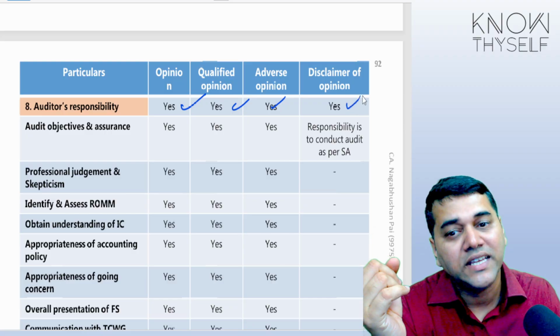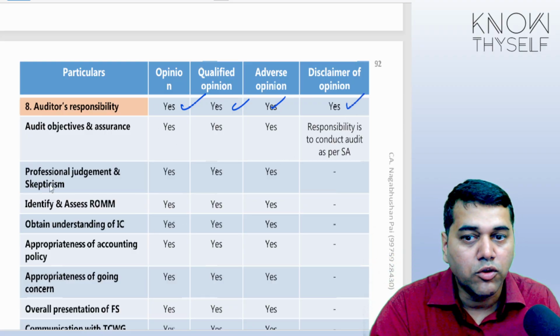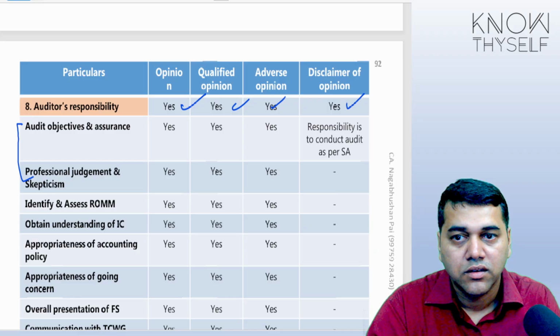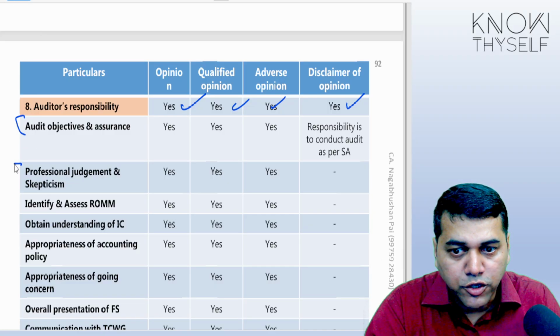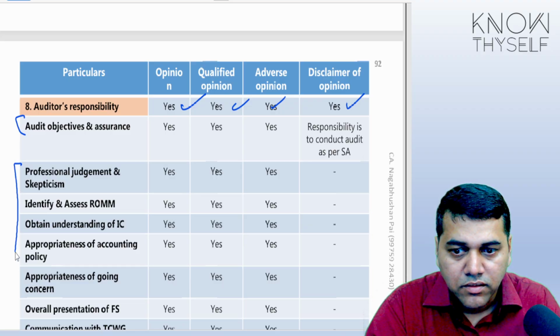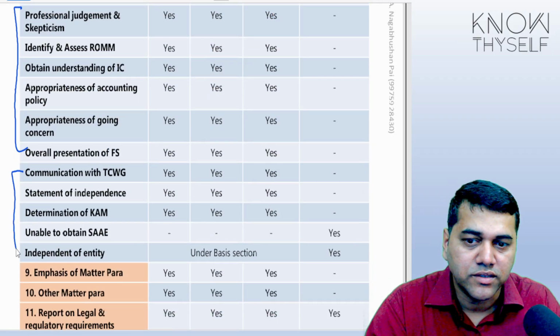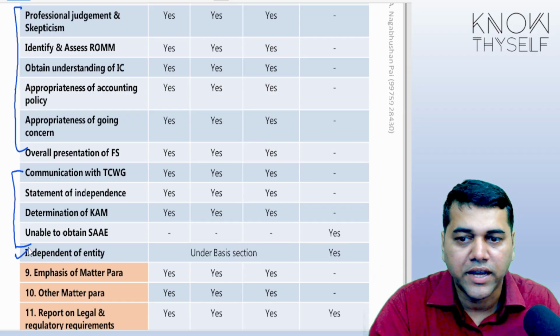Should you give the heading? Yes. But what is that you should say? See, in all these places, you have got 3 things. What is audit? The first thing, how did you do audit? What did you communicate? And are you independent? Okay.